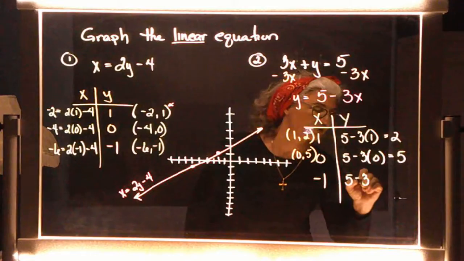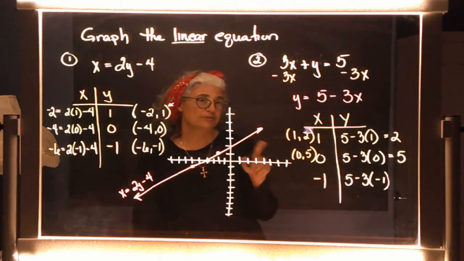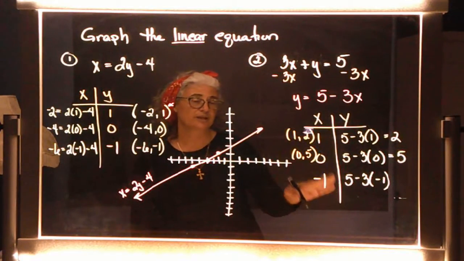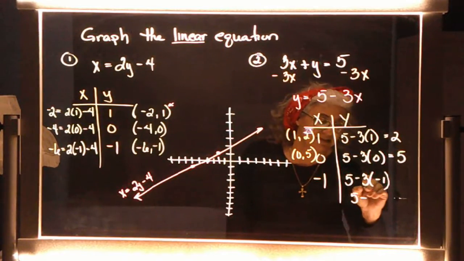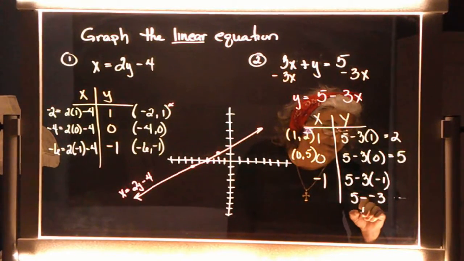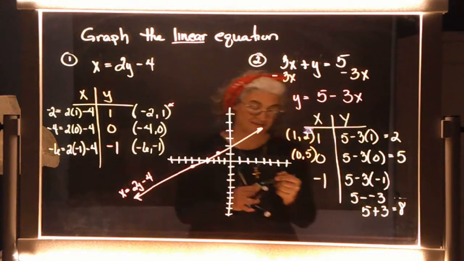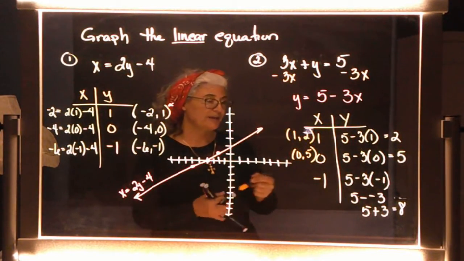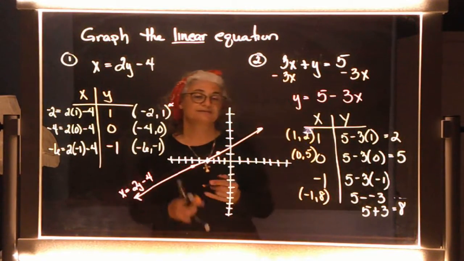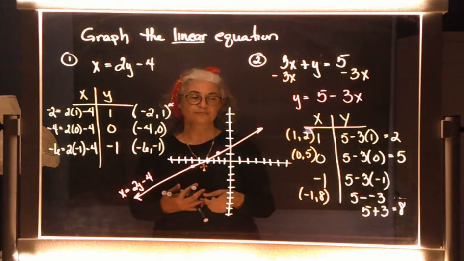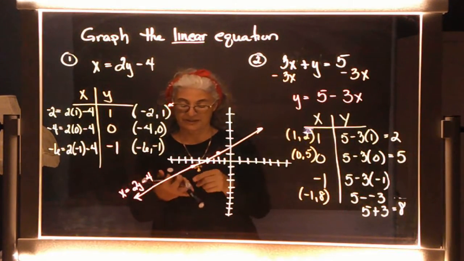5 minus 3 times negative 1. Now some of you may want to do the work on this because you're a very visual person. So you're going to do 5 minus negative 3, which is actually 5 plus 3, which is 8. So in this case, we have the point negative 1 comma 8. Good? Okay, so let's see what the graph of this equation looks like.